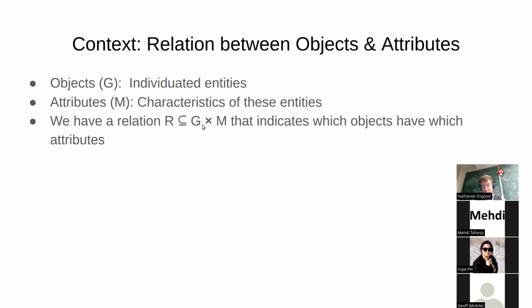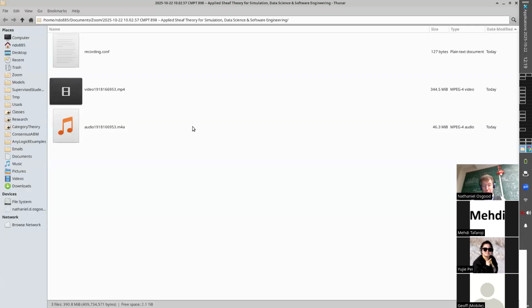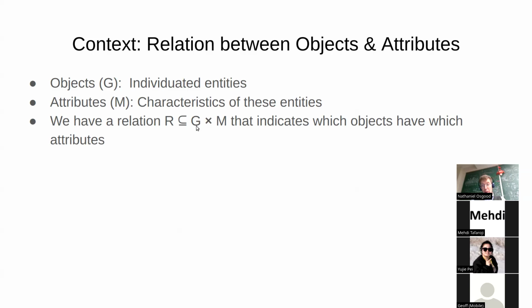We have a relation. It's a subset of the product of these two, right? So the relation is a particular subset of the product for which G and M are related, right? So R is the subset of the pairs of an object and an attribute such that the object has that attribute. There's going to be some where the object doesn't have that attribute, and those won't be in R.